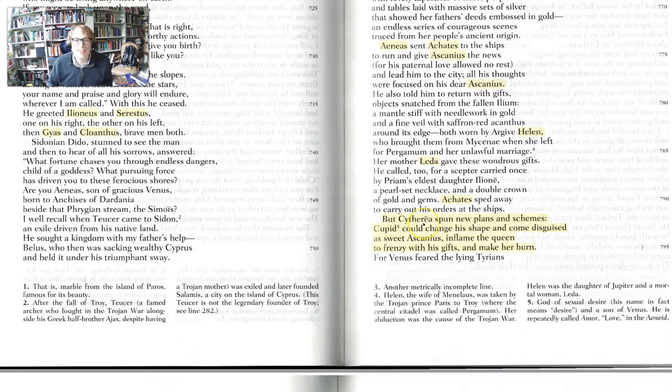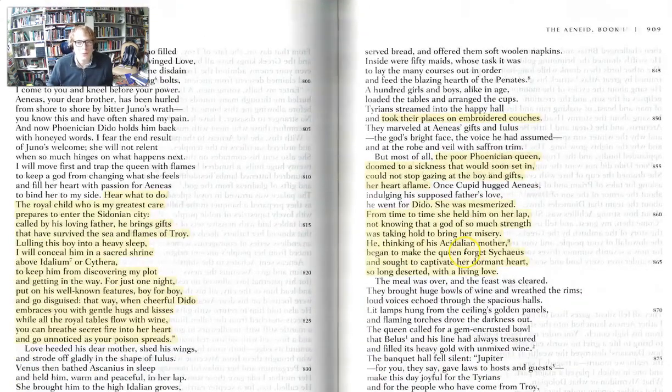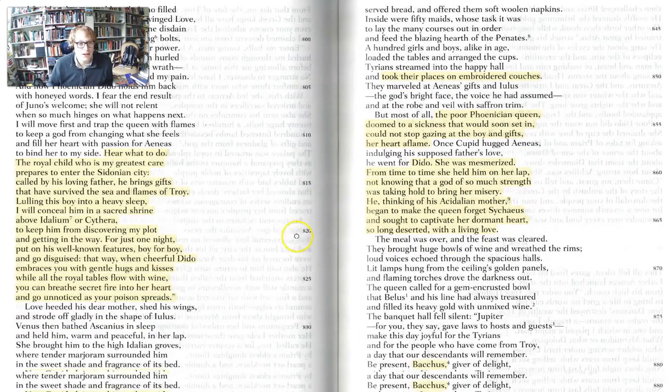Now, Cytherea. These names are so hard to pronounce, and this is not one I pronounce very often. Anyway, it's Venus, right? And she gets her son Cupid. We all know who Cupid is. Think Valentine's Day, right? He can change his shape and disguise himself, and he's going to disguise himself as Ascanius. Remember, we said earlier, that's Aeneas' little boy, his son, and inflame the queen to frenzy with his gifts to make her burn with love, right?